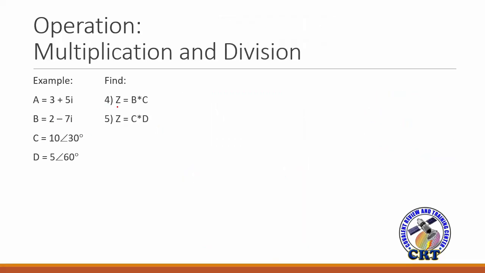Example number 4, z equals b times c. So let us solve this using the conventional way. Number 4, z equals b, 2 minus 7i, times c, 10 angle of 30 degrees. We have to convert first 2 minus 7i to polar form. So you can use any method, conventional or using the pol function of your calculator.